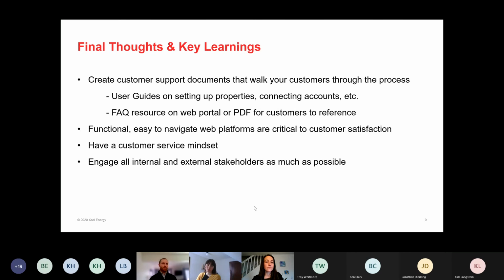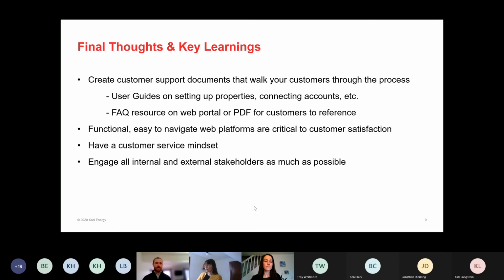Functional, easy to navigate web platforms are very critical to customer satisfaction. So, you always have to be looking at this from a customer lens when you're building this out. You obviously have to utilize your resources, whatever those might look like for your particular situation. But always keep in mind that you need to have a customer service mindset, be looking at it from a customer lens, because at the end of the day, this plays directly into customer service, and that's ultimately who we're trying to serve and help here.